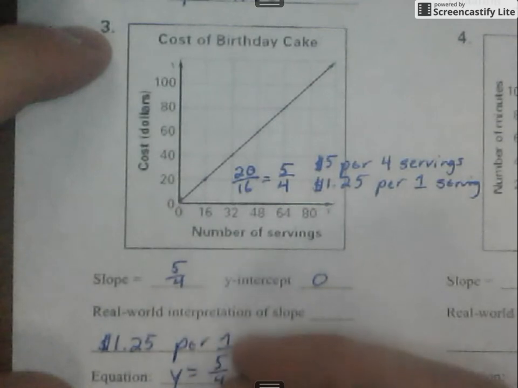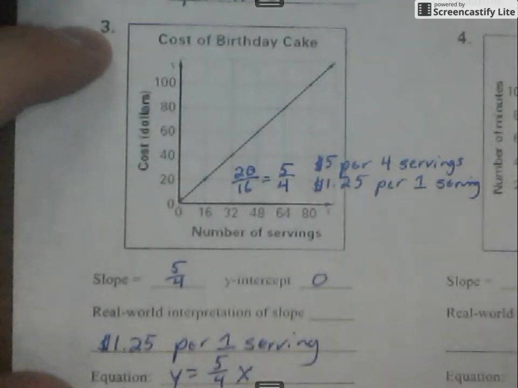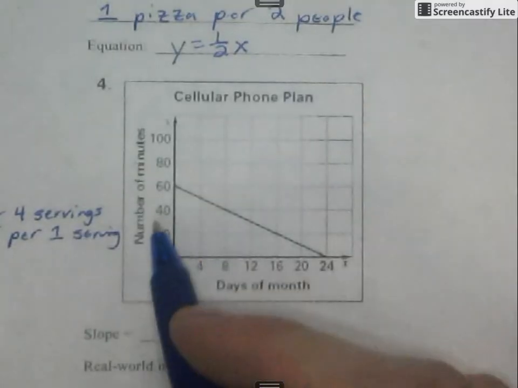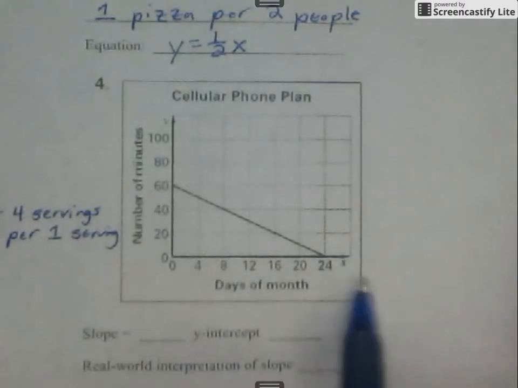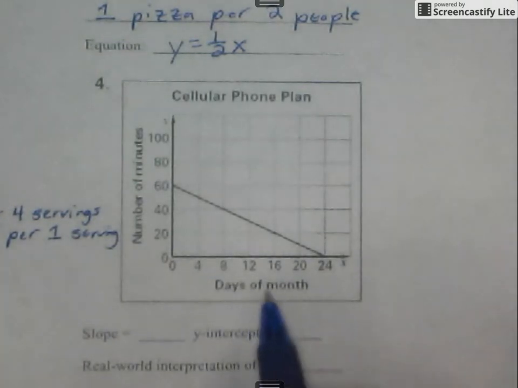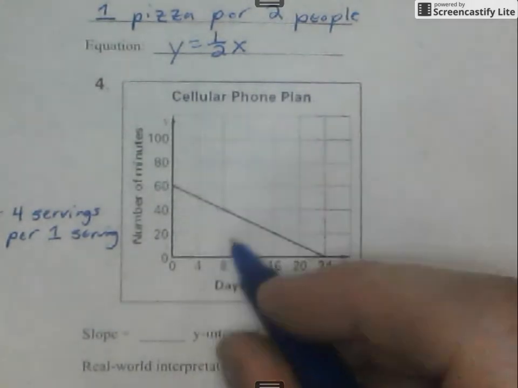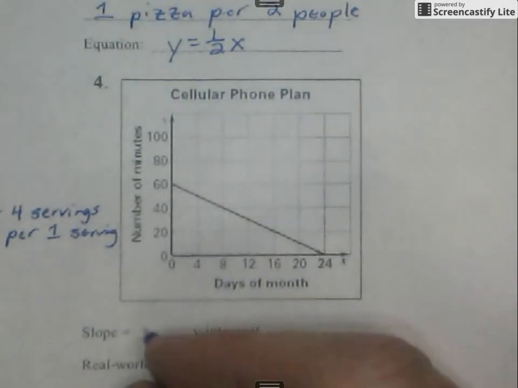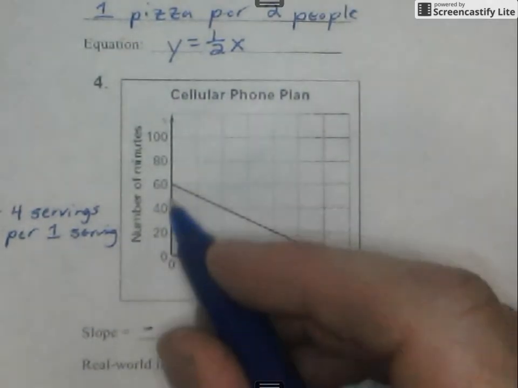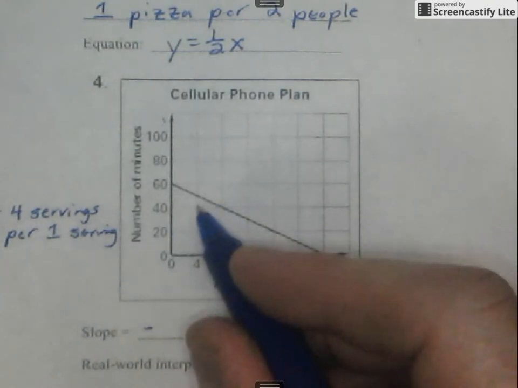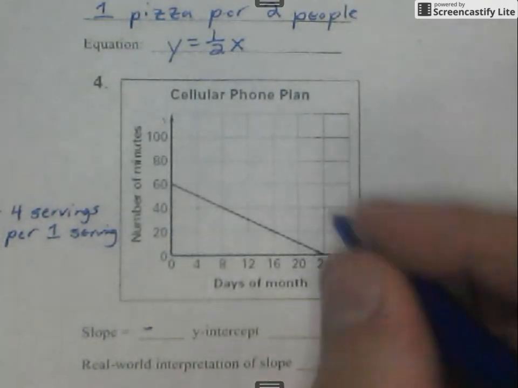On my last example, cellular phone plan, I have the number of minutes on the y and the days of the month on the x. So my slope, we know it's going to be negative because it's going down from left to right, so I can put a negative sign in there. It's going to go down 20 and over 8. So I'm going to have negative 20 over 8. Now this reduces to negative 5 halves.